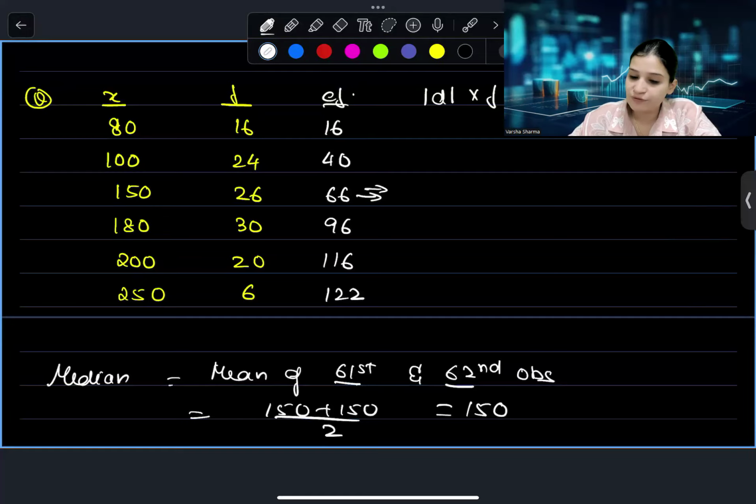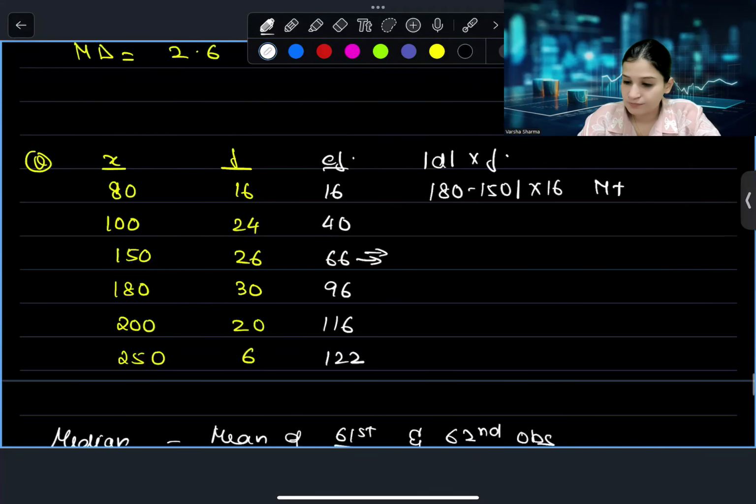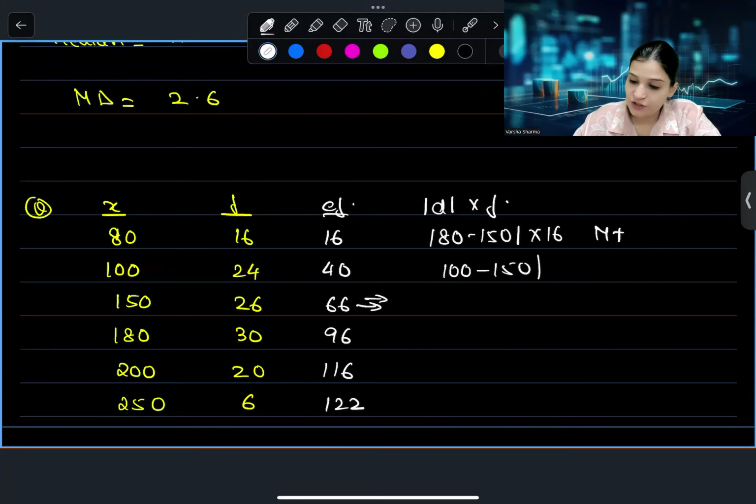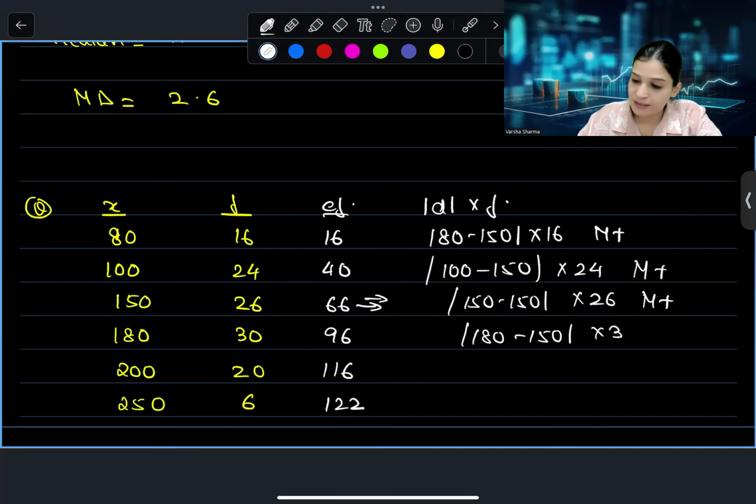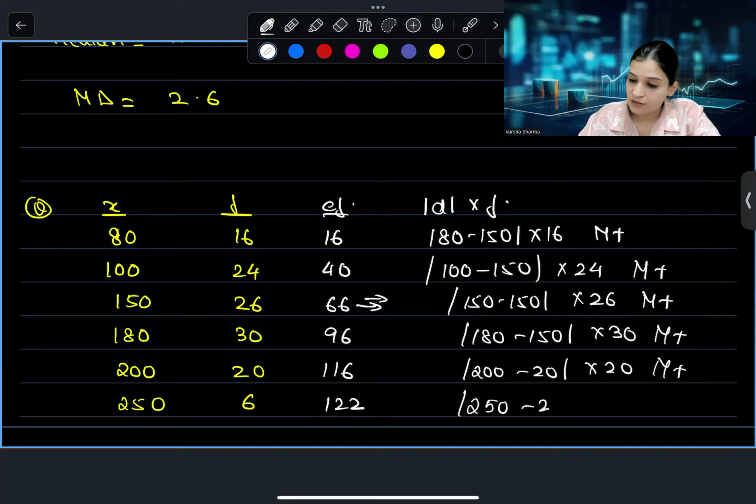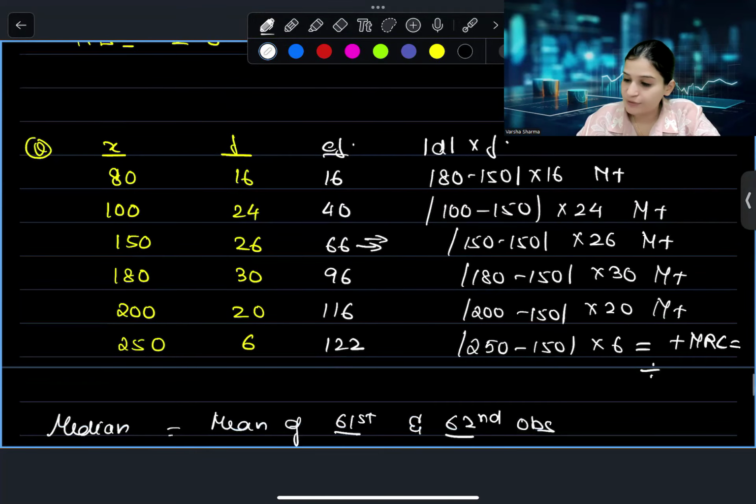Now absolute value of D into f. So 80 minus 150 by 16 M plus. 100 minus 150, change the sign, multiply by 24 M plus. 150 minus 150, multiply by 26 M plus. 180 minus 150, multiply by 30 M plus. 200 minus 150, multiply by 24 M plus. 250 minus 150, multiply by 6, equal plus MRC divided by the sum of the frequency, which is 120.